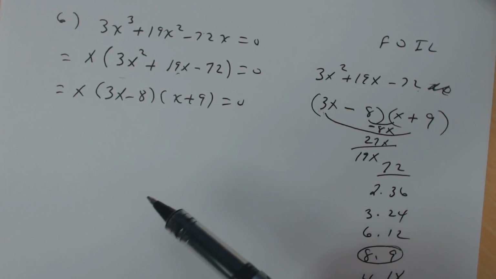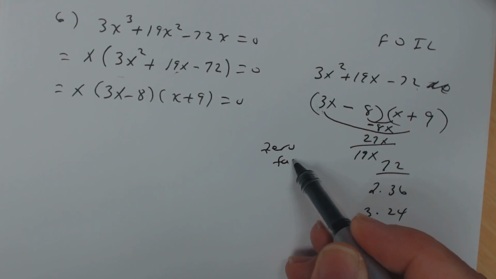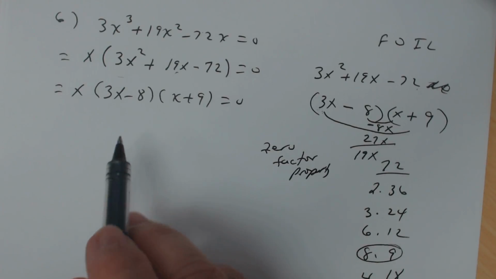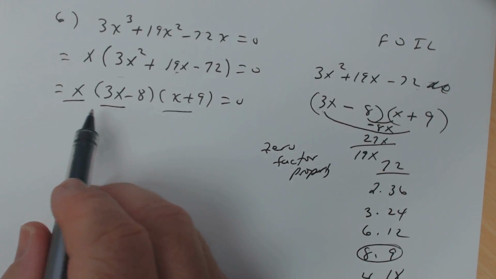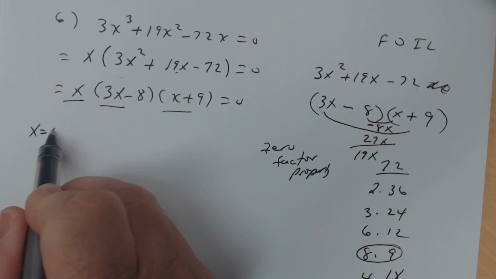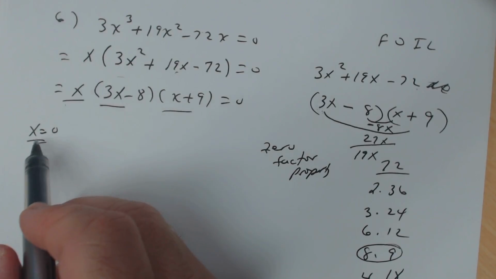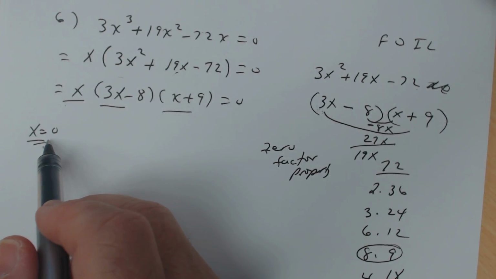So according to the zero factor property, one of those factors has to be 0. So either this one's 0, or this one's 0. So you just set each one equal to 0. So x equals 0 is here, and you get x by itself. So when I said this one equals 0, x is already by itself, so I know one of the solutions right away. One of my solutions is 0.